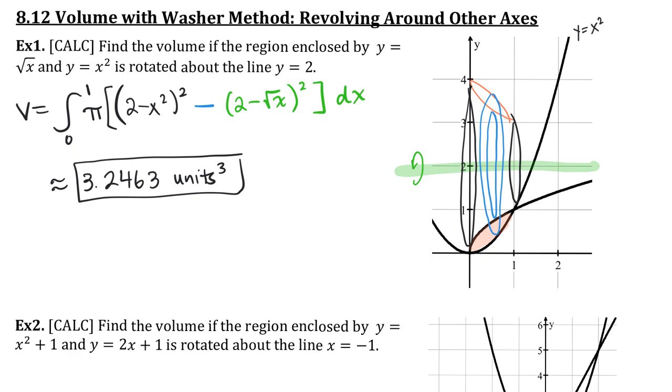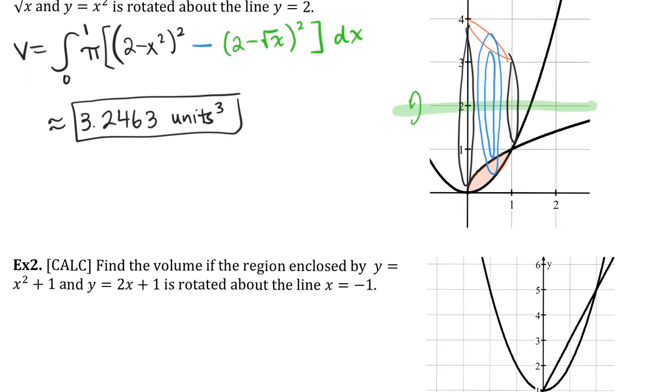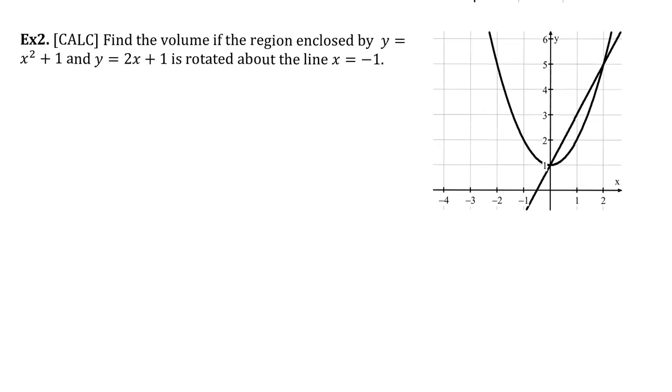Okay, let's try one more. Find the volume of the region enclosed by y equals x squared plus 1 and y equals 2x plus 1, so the same region, but we're going to rotate it about the line x equals -1, so over here.